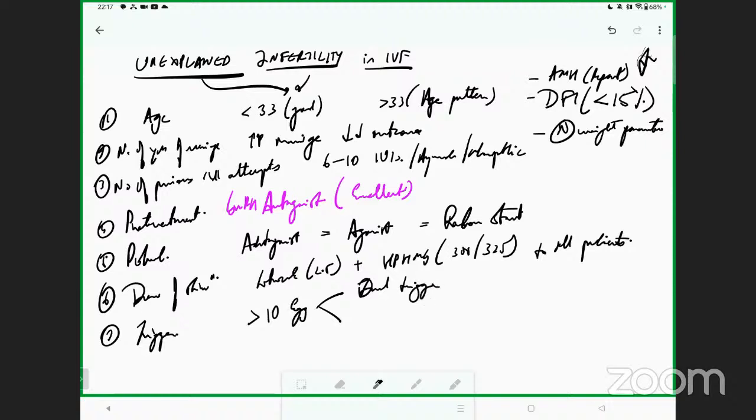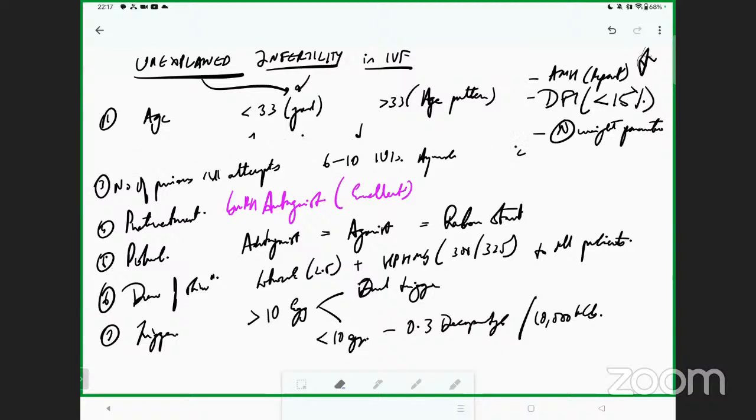If you have less than 10 eggs, then in these patients you will be giving either 0.3 decapeptyl as a trigger, which is the best. In some cases you can also give 10,000 hCG. There is absolutely no problem. The outcomes will be the same, absolutely the same. No difference in outcome as far as IVF protocols are concerned.